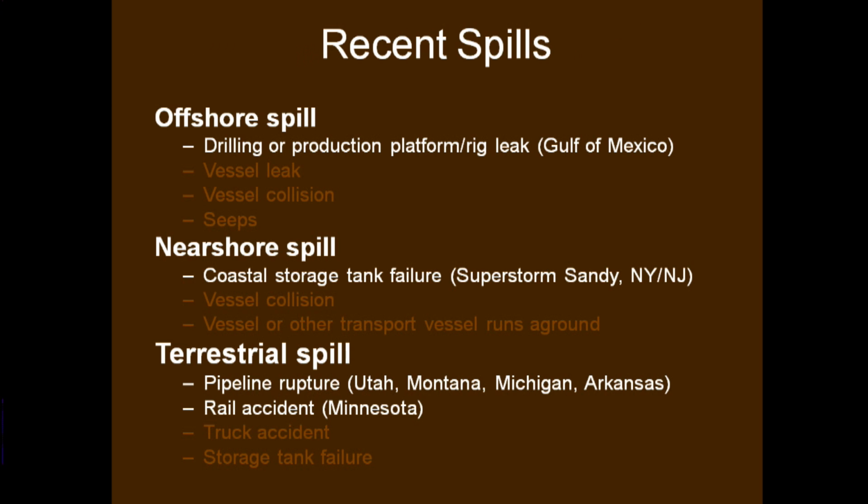If we look at the recent spills that have occurred within the last 3 or 4 years, these are the ones that are highlighted here. Offshore spill, such as the Gulf of Mexico oil spill, and that was a drilling or production platform. Nearshore spills, Superstorm Sandy caused a tank failure in the New York, New Jersey area, and a coastal storage tank failed and leaked. And then you can see that there are quite a few terrestrial oil spills. Pipeline ruptures in Utah, Montana, Michigan, and Arkansas, and a rail accident in Minnesota.